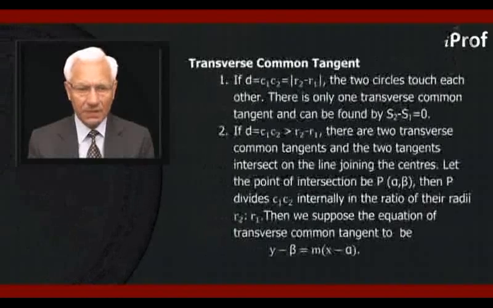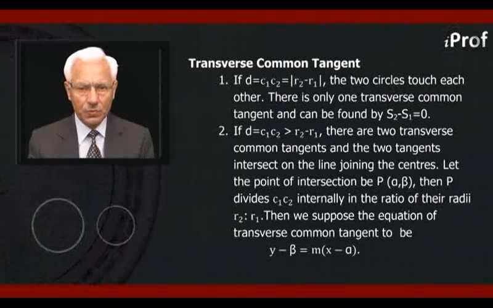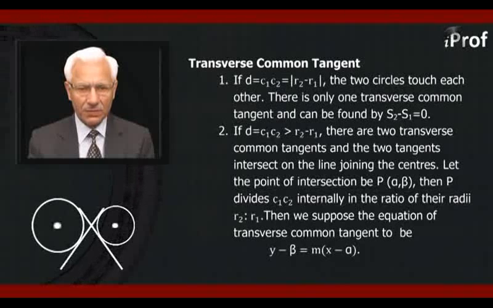The second is the transverse common tangent. If d, that is C1C2, is equal to R1 plus R2, the two circles touch each other and there is one transverse common tangent at their common point, which can be found by S2 minus S1 equal to 0.